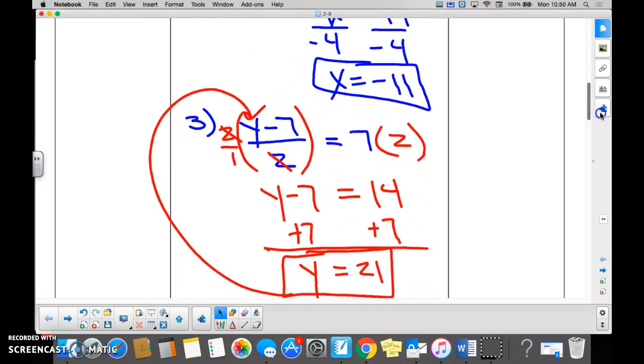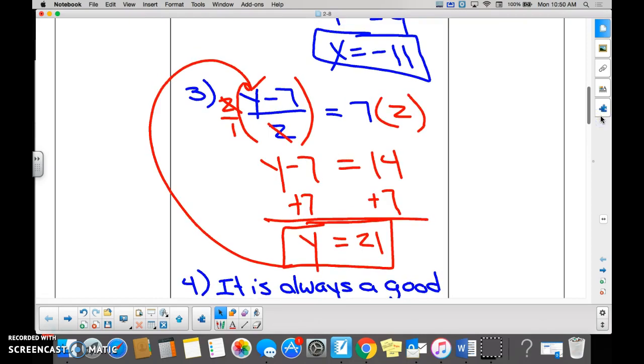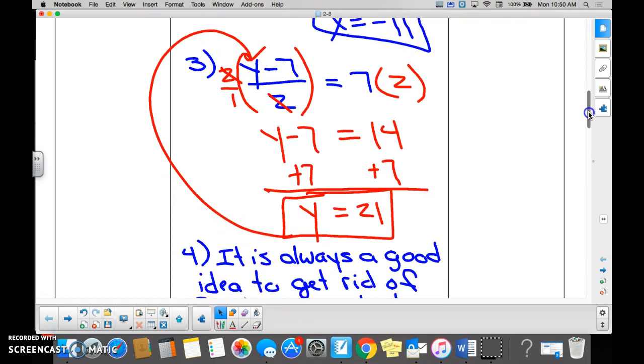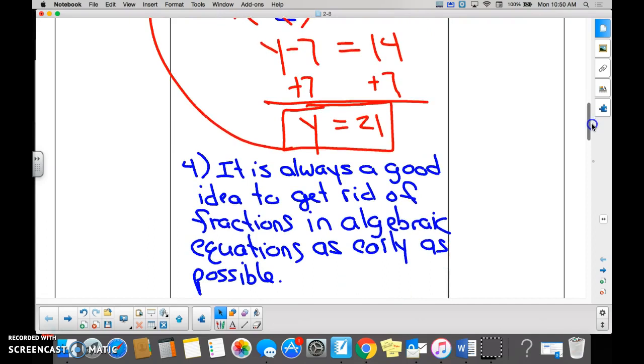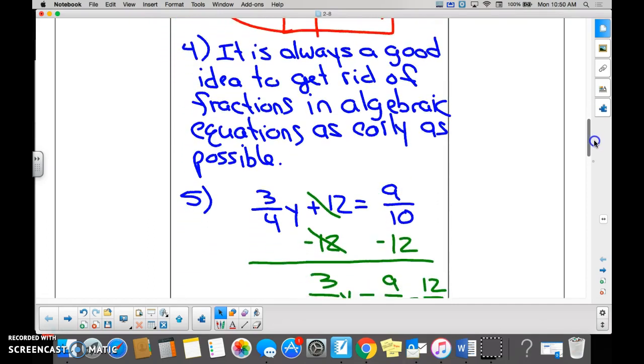Number 3, we didn't have a whole lot going on, other than we had to figure out how to get y by itself, and we didn't want to subtract 7, because really that wouldn't have made any sense. So we just got rid of our denominator by multiplying by 2. Once we multiplied by 2, we went from (y minus 7) over 2 to just y minus 7. Much easier, yes, no? Yes. Number 4, we said it's always a good idea to get rid of fractions in an algebraic equation as early as possible. And then number 5 came along.